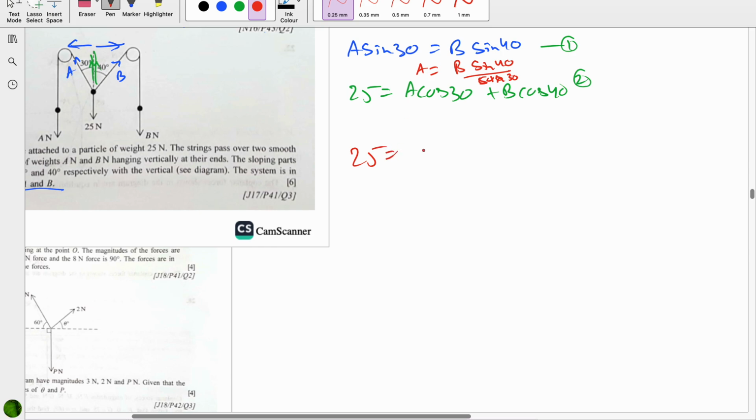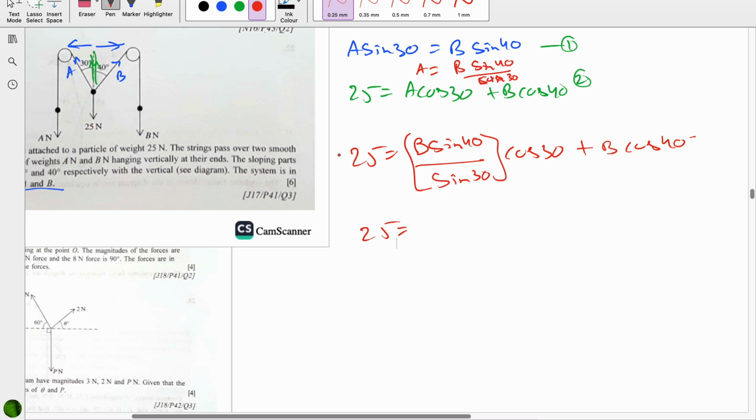So 25 is equal to, when you replace A, B sine 40 by sine 30 into cos 30 plus B cos 40. This time I'm going to try to plug all of it in the calculator at once. So I'm doing sine 40 divided by sine 30 times cos 30 plus cos 40 all at one time, and that leaves me with an answer of 1.8793 and so on B.